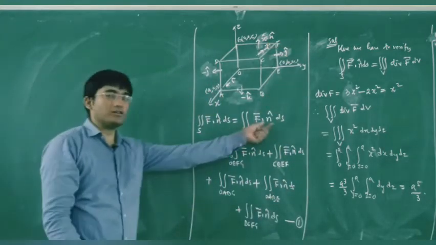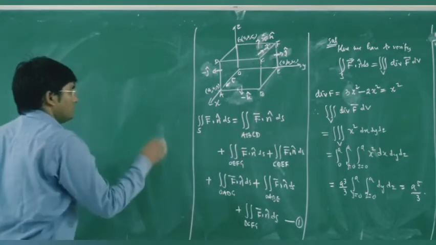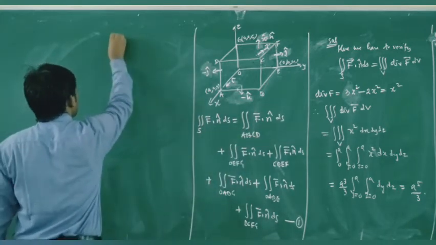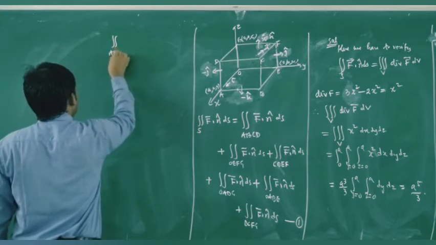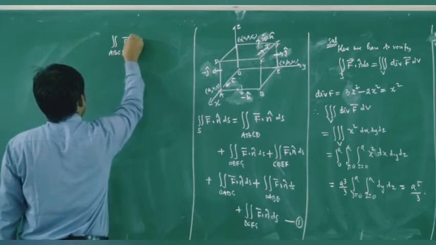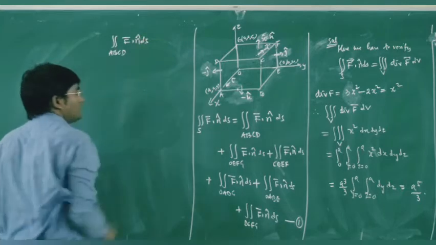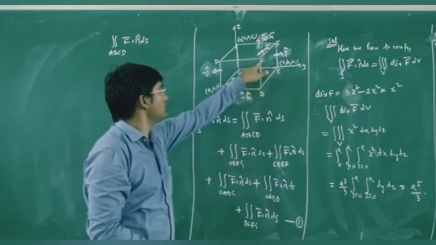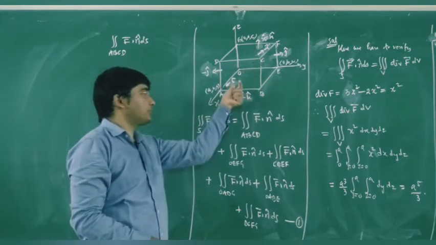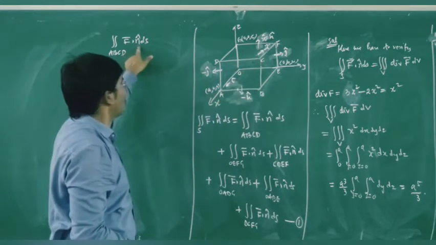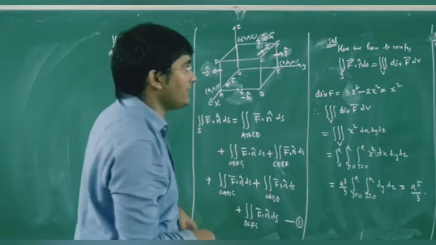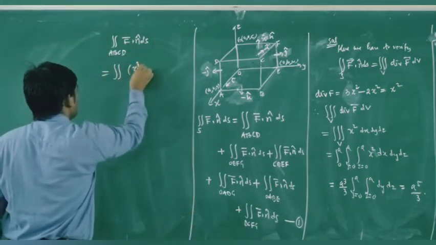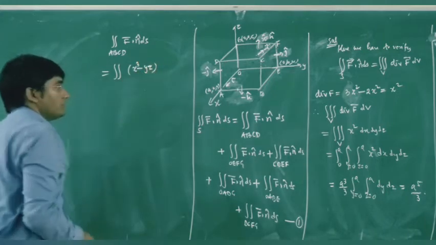Now just evaluate the values of these 6 integrals. The first integral is ABCD f dot n ds. Now for this ABCD, our outward normal is plus i. So this will be f dot i. Now the value of f dot i is equal to x cube minus yz.